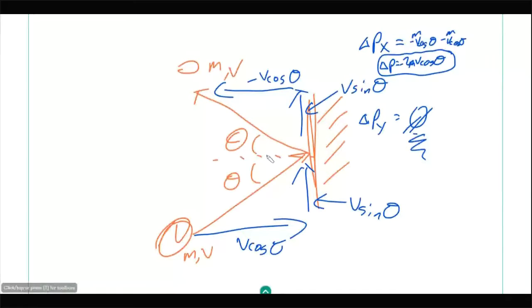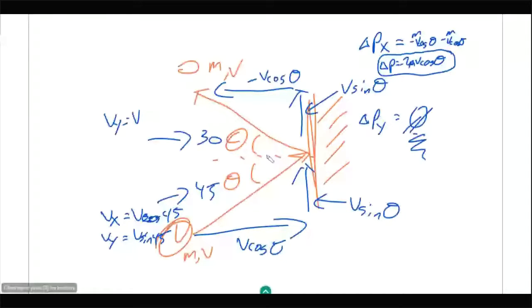Yeah, and if you do it at a different angle, it's still a change, so it's still final minus initial. If these were not the same angle, so let's say this was a 45 and a 30, just for the sake of argument, you would then have to say that we are changing momentum in both the y and the x. In this case, Vx would be V cos 45, and Vy would be V sine 45. And then the same deal here: Vy would be V sine 30, and Vx equals V cos 30.